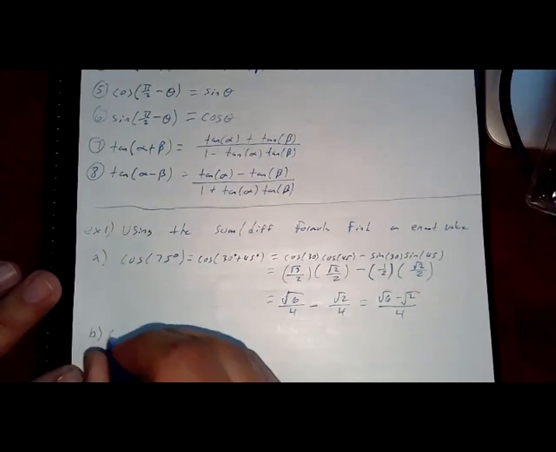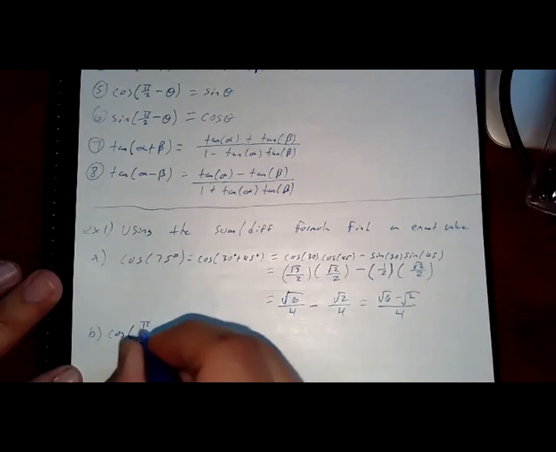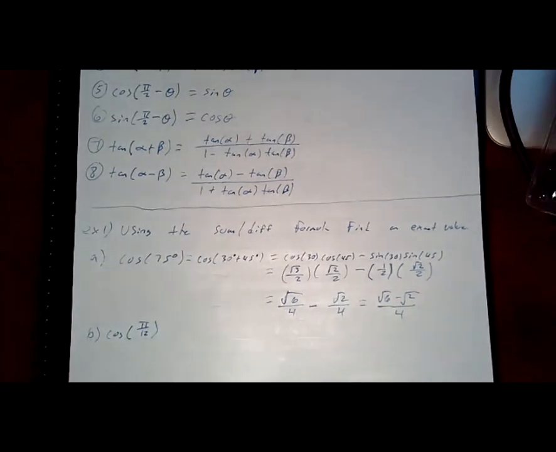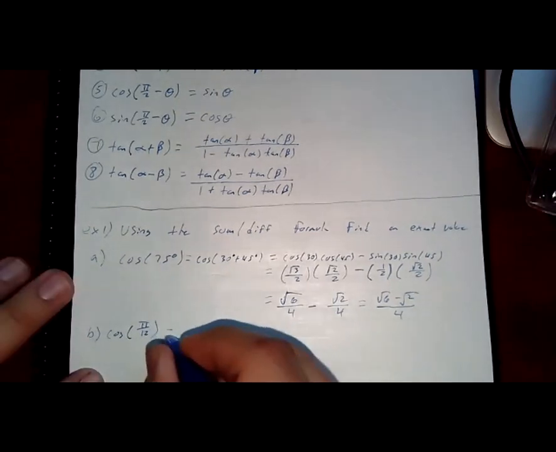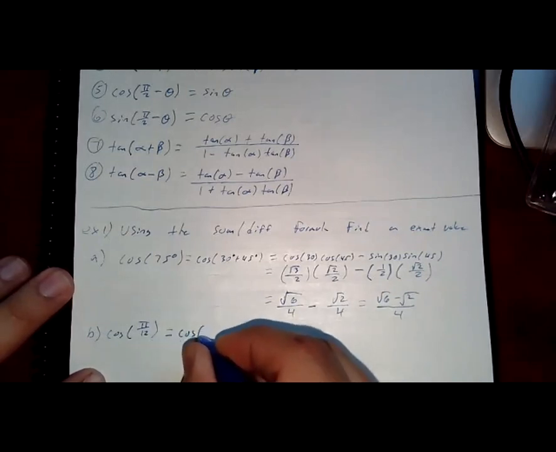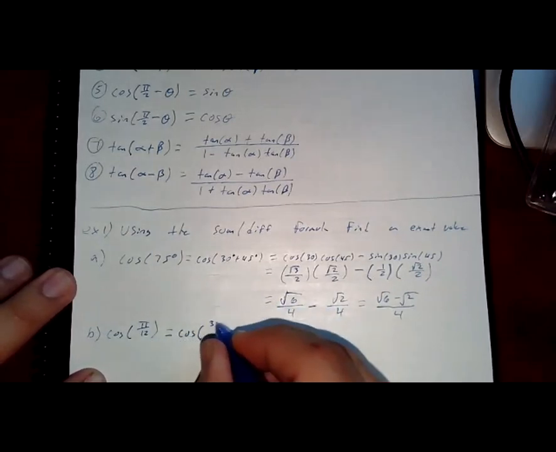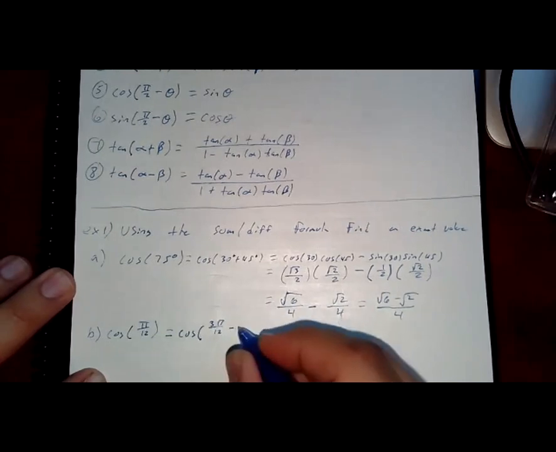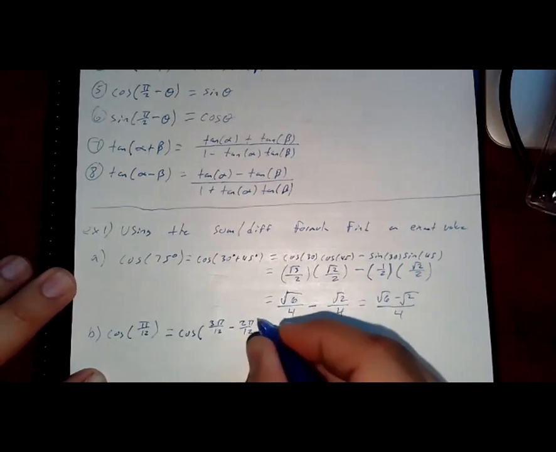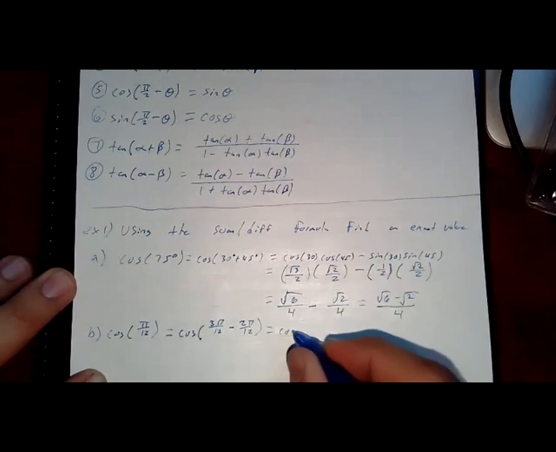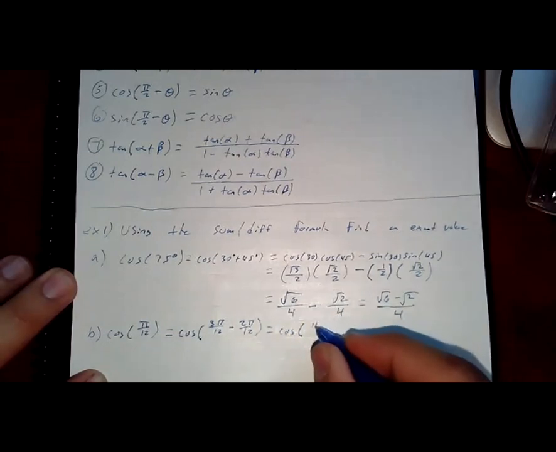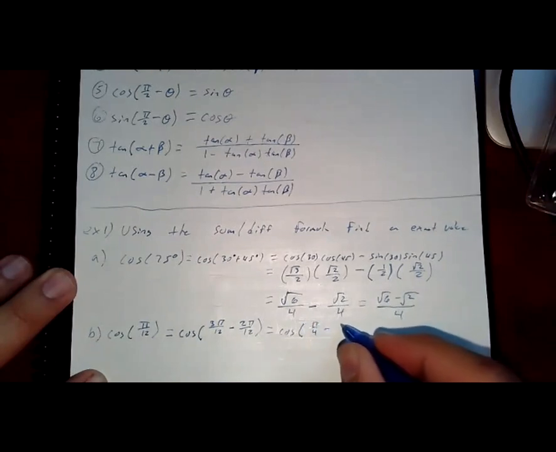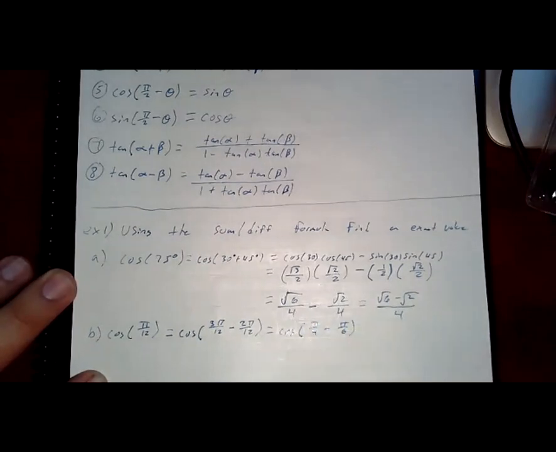Okay, so cosine, let's see, pi over 12. When it's in radians, it's a little harder unless you're really comfortable with your fractions. From experience, I can see that this will be simply cosine of 3 pi over 12 minus 2 pi over 12, which is cosine of pi over 4 minus pi over 6, which are on the circle, right?